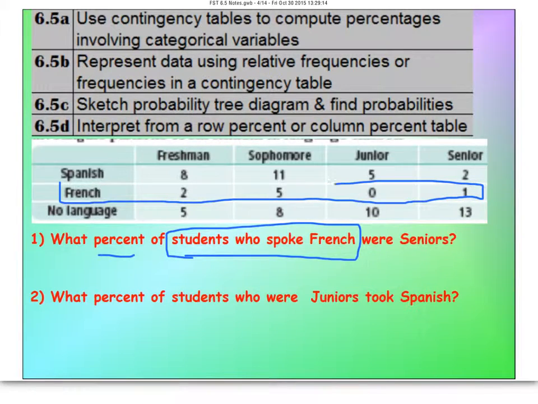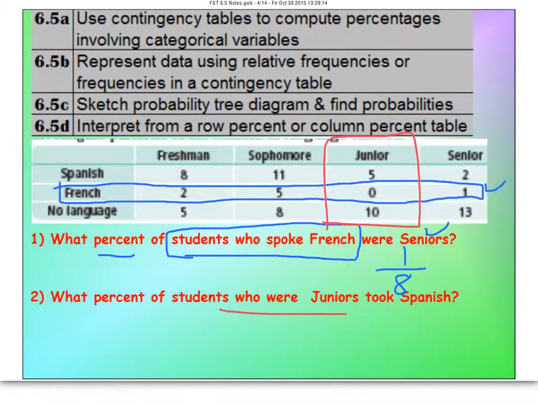So of those that spoke French, that first part is the bottom of our fraction, and if you total that up, there's 8 of them. Then the question is, how many of those were seniors? Of that, there was 1. So the answer here is 1/8. Okay. Question 2, what percent of students who were juniors, so we're looking at just the juniors, so now we're just looking at that. That's the bottom of our fraction, and that's 15. They took Spanish. That would be 5. And this would simplify to 1/3.